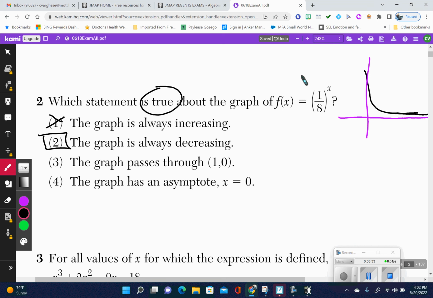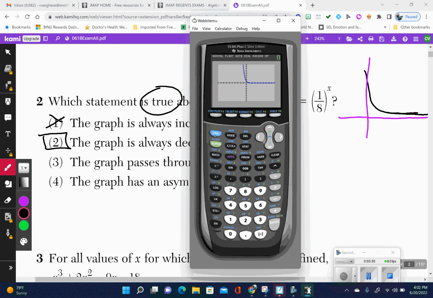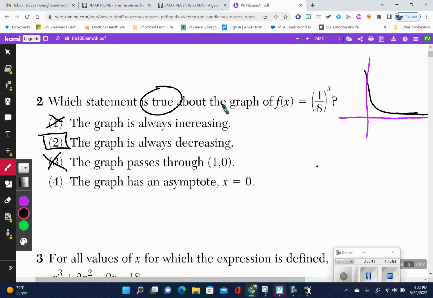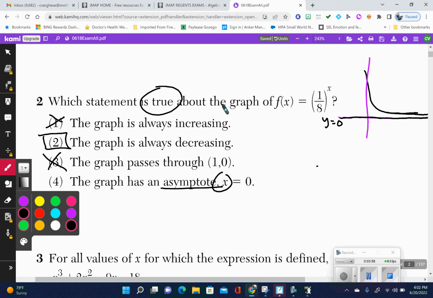The graph passes through 1 comma 0, so I can check that, right? So I hit second graph, and if I look at 1, it's not. It's 1/8. So that is also incorrect. And the graph has an asymptote. This is a vocabulary word. Asymptote just is a line that it doesn't cross. So here the asymptote is the x-axis, which is the line y equals 0. This is why it's wrong, because it says x equals 0. X equals 0, just so you know, is the y-axis. That's where x equals 0. So that is not the asymptote, because as you can tell, it crosses here.